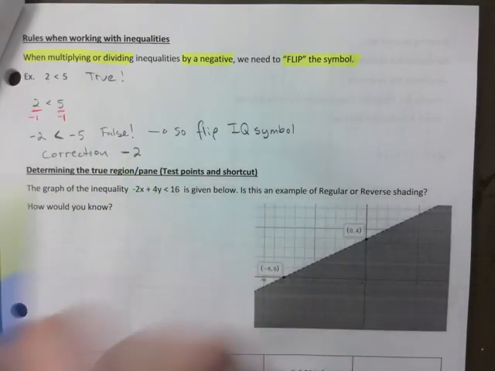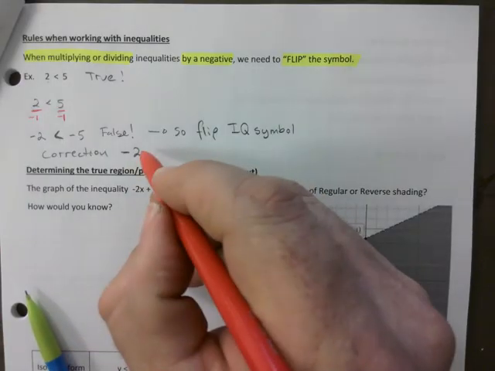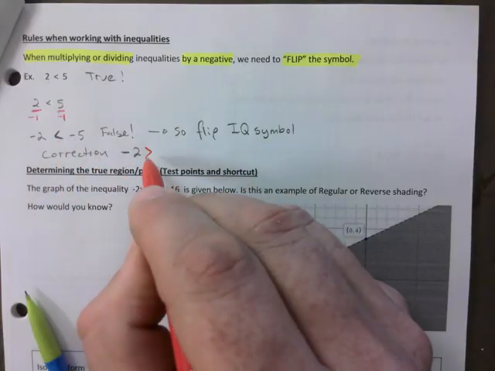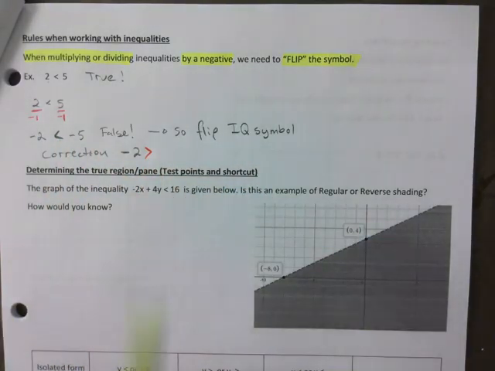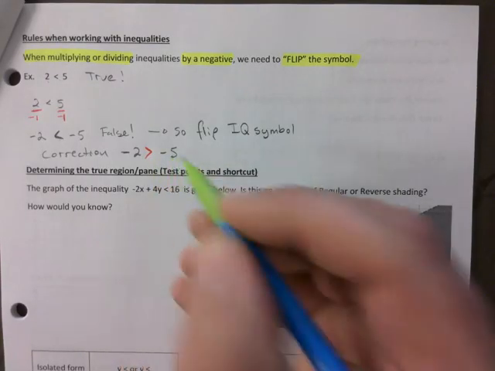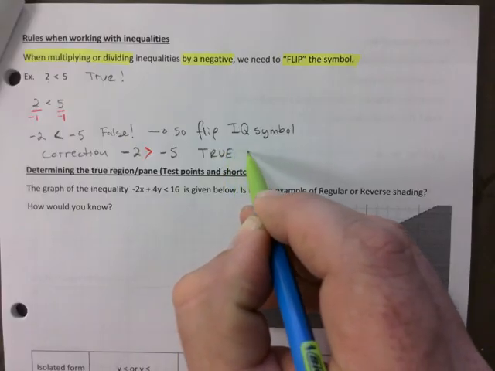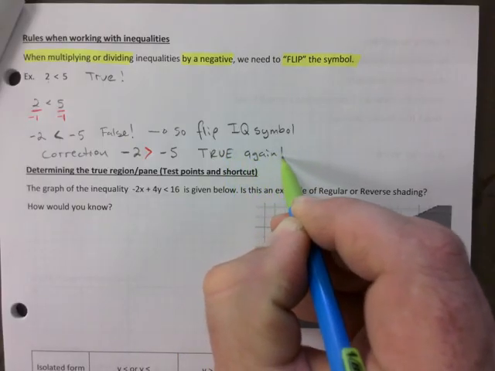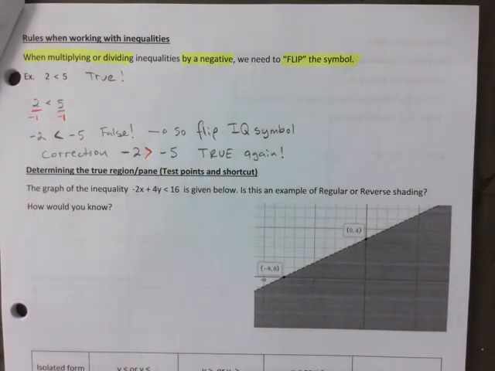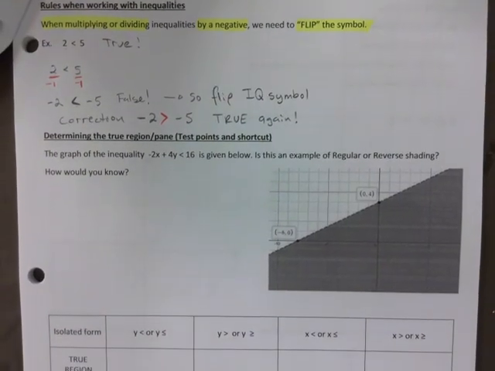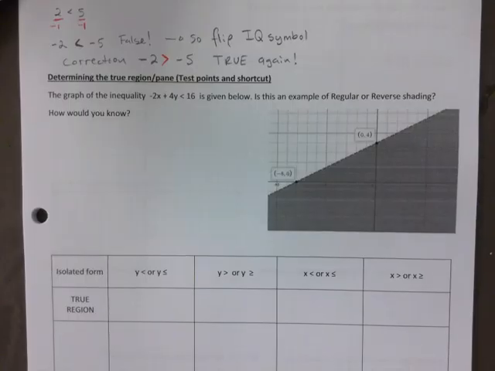-2 is greater than, I'm going to have a red pen for this one. We're going to face it the other way. Okay, so from that way, the other way to -5. True again. Okay, so flip the inequality symbol whenever you divide by a negative. This is probably a very good entry on your study sheet because students forget this all the time. Just flip it.